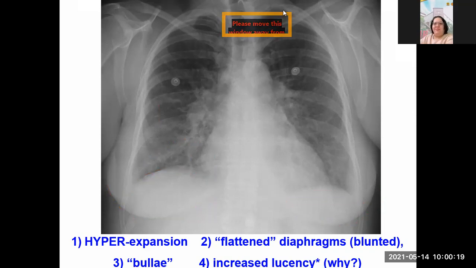I'm going to stop share for a while because this yellow thing keeps appearing on my screen.